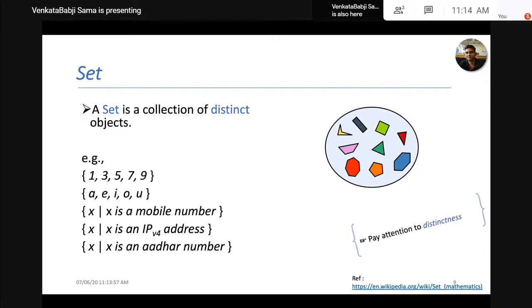Let's pay attention to the word distinctness. In a set you cannot repeat an element. That is called a multi-set. A set by default means one element is present only once. This is a unique set, or a collection of distinct objects.